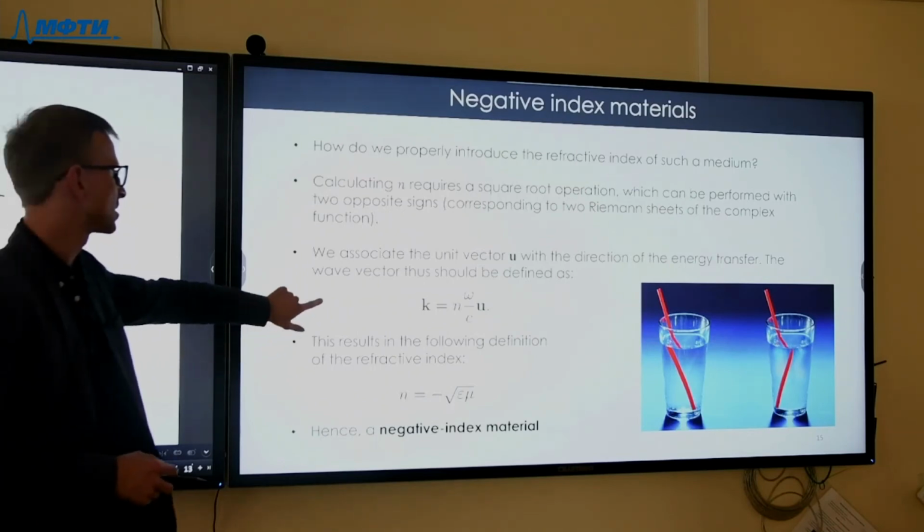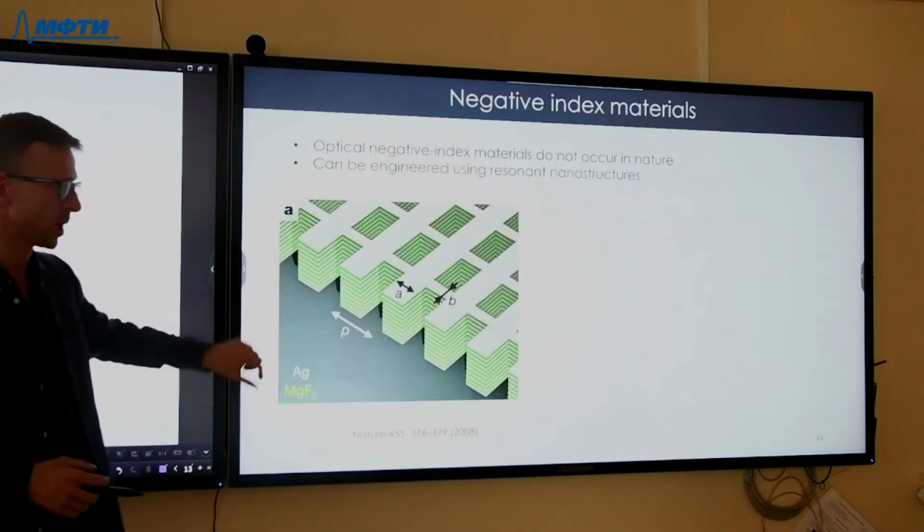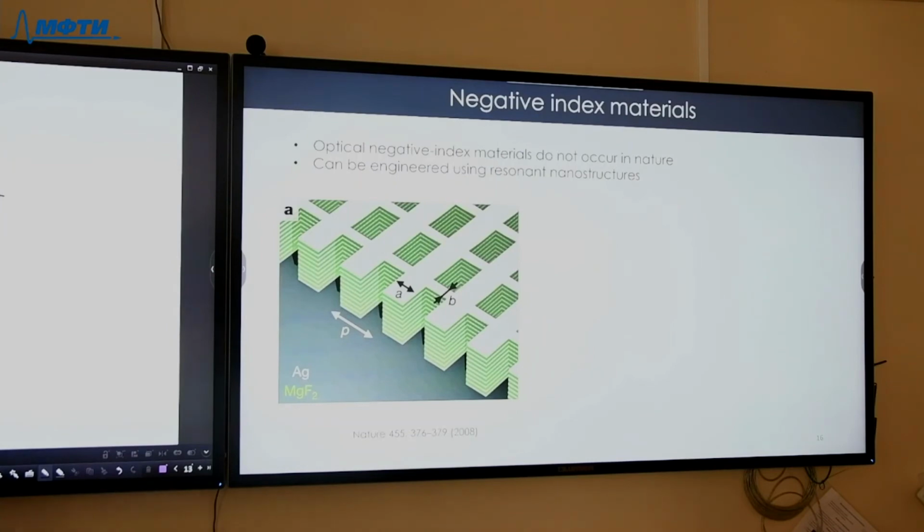So, a small detour and a couple of words on how we engineer, how we realize negative index media. Optical negative index media do not occur in nature. Materials that we have in nature can have positive permittivity, positive permeability, and positive refractive index. They can of course be lossy, they are usually lossy. Sometimes they can be hyperbolic. That does occur sometimes in the optical range and near infrared range. I'm going to talk later about what hyperbolic means.